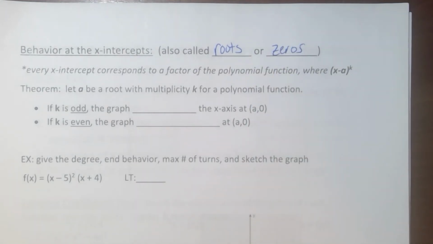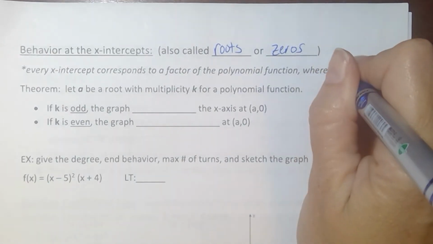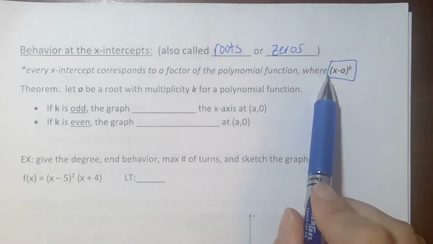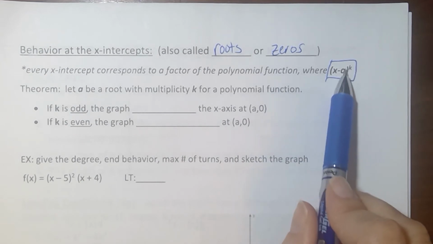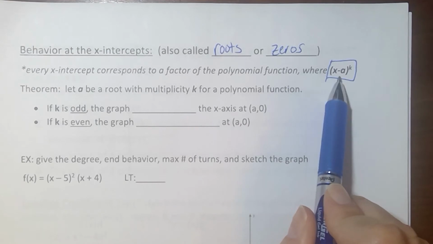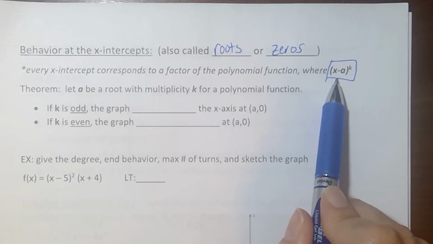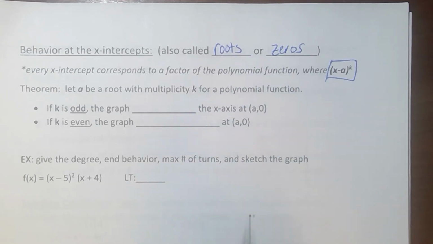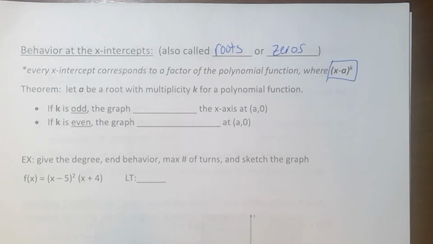Every x-intercept corresponds to a factor of the polynomial function, and that factor is going to look something like this, (x - a)^k. Now this k, this exponent on the factor, is what tells me what to expect at that intercept. Now there are only two different types of behaviors. Either it's going to cross or it's going to touch and turn at each intercept.